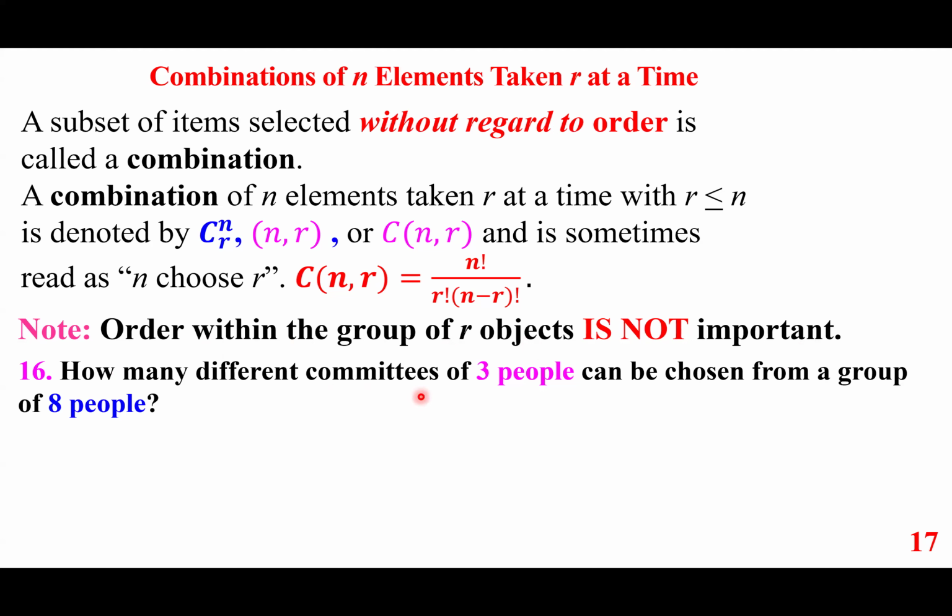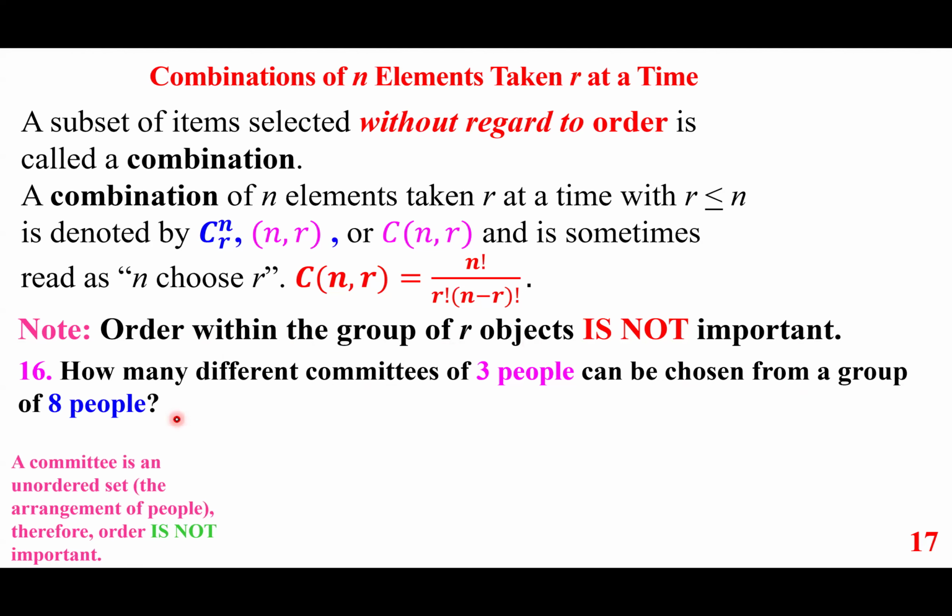How many different committees of 3 people can be chosen from a group of 8 people? Well, a committee is an unordered set, not an arrangement of people, therefore order is not important, so you can use a combination. So C(8,3). How do we calculate that? According to this formula, n factorial, that means 8 factorial at top, then R is 3, and then 8 minus 3, 5 factorial.